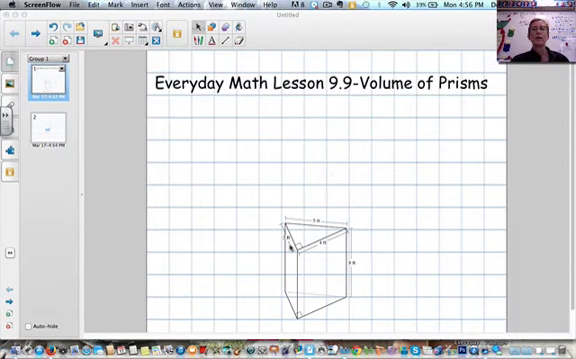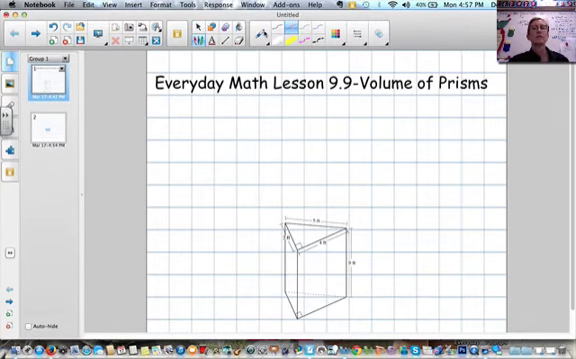Tonight's lesson 9.9 is on finding the volume of prisms. Last night's lesson we talked about rectangular prisms specifically, and tonight we're going to look at a couple different types of prisms. So if you recall, one of the things I mentioned in the last video is that the formula for prisms is the same no matter what type of prism it is. So the volume is equal to the area of the base times the height.